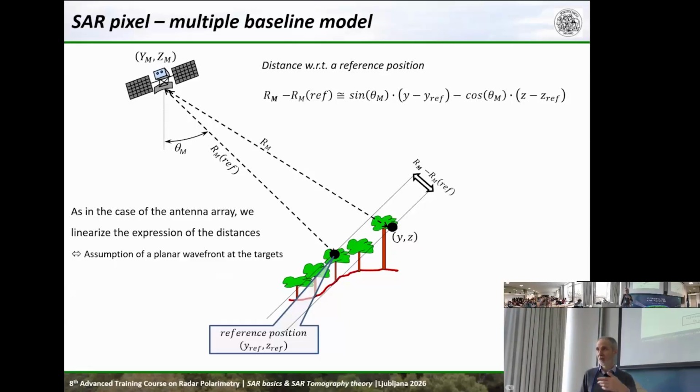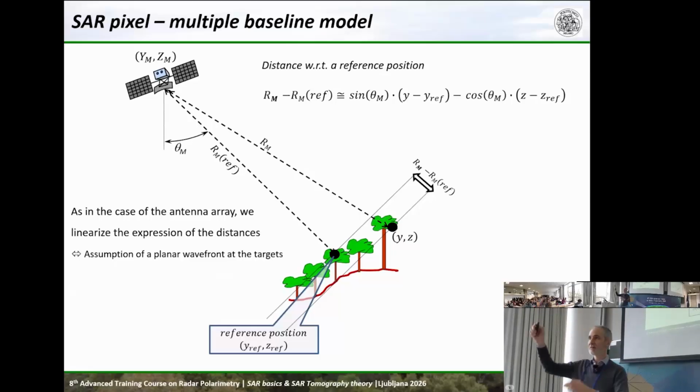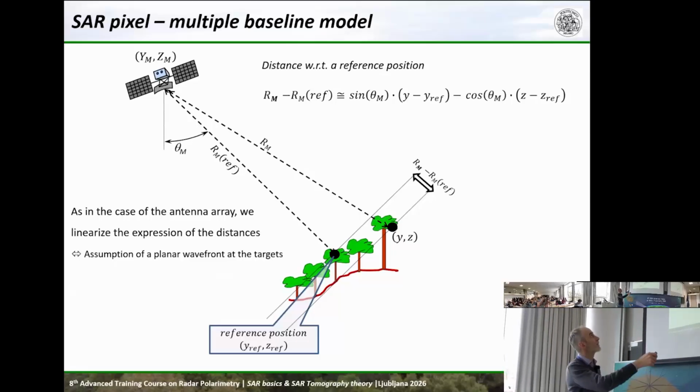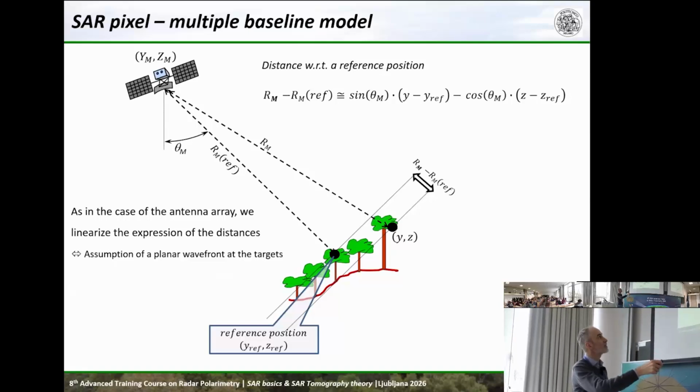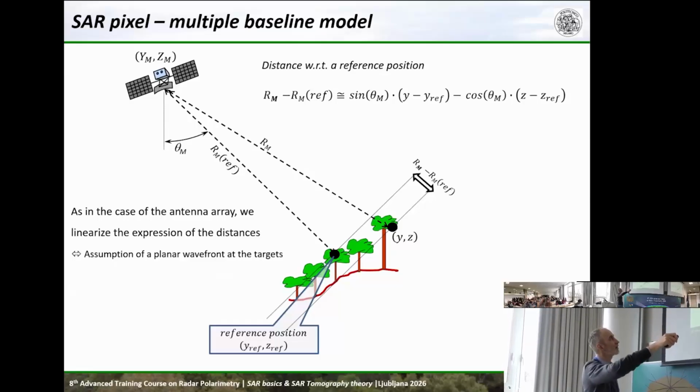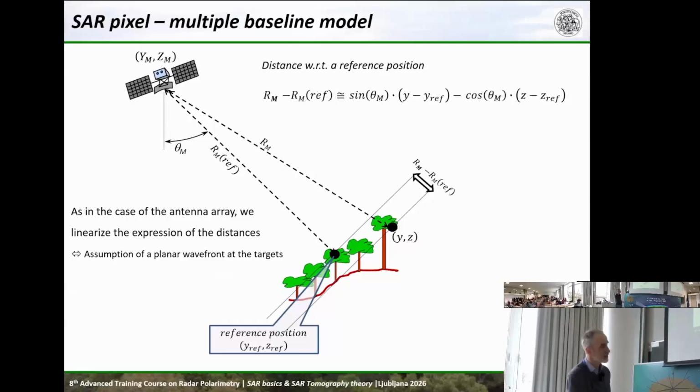And then what we want to do is find a suitable approximation to express the position of the other element with respect to this reference position. So again, this is a simple expansion. The difference between the distance of any point in this resolution cell and the reference position is given by this expression, where you have the sine and the cosine of the incidence angle.